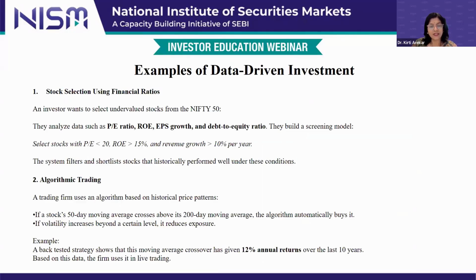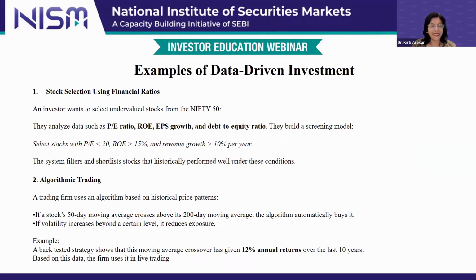Some examples of data driven investments, I took to show how it is implemented in real life. Suppose we are going for stock selection using financial ratios. Suppose an investor wants to select an undervalued stock from the Nifty 50, so he will take a lot of ratios. These are only three ratios I mentioned, but there are a lot of ratios we need to take and analyze. Suppose the P/E ratio, we can take ROI of the company, and then the EPS and the debt to equity ratio.